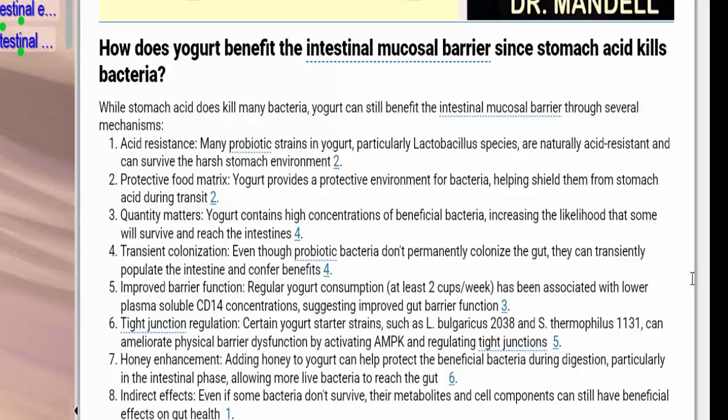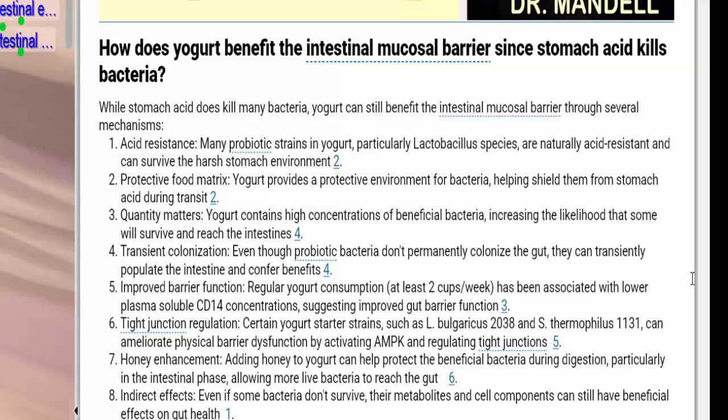Tight junction regulation. Certain yogurt starter strains, such as Lactobacillus bulgaricus 2038 and S. thermophilus 1131, can ameliorate physical barrier dysfunction. So when you look at your yogurts, look and see if they're showing those. And this is interesting, honey enhancement. Adding honey to yogurt can help protect the beneficial bacteria during digestion, particularly in the intestinal phase, allowing more live bacteria to reach the gut.